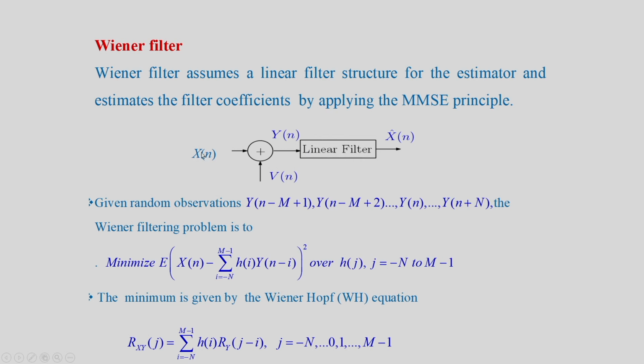Here, Xn is the signal, Vn is some additive white noise, Yn is the observed signal. It is passed through this linear filter, and we get the estimated signal. This estimated signal should be optimum under the minimum mean square error criterion with this linear filter structure.